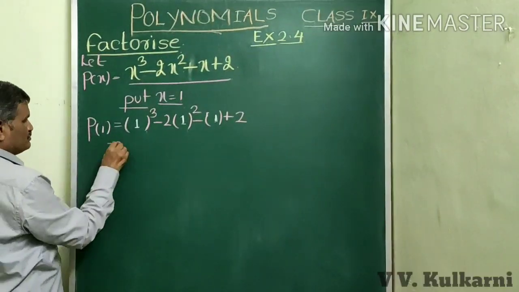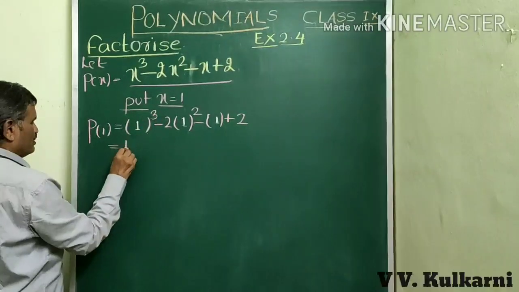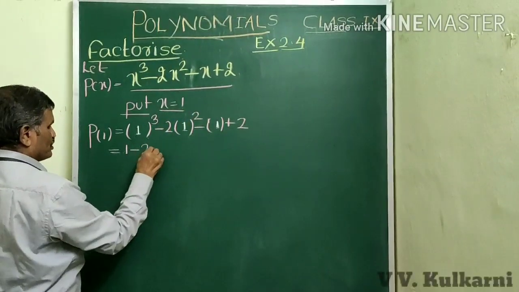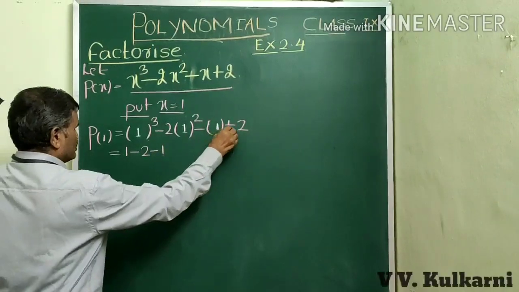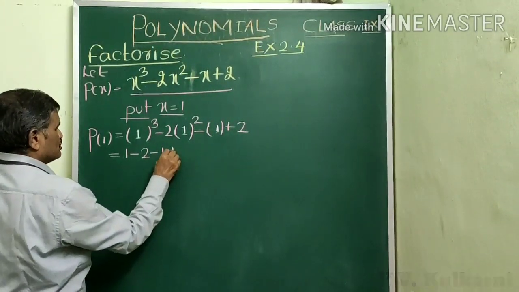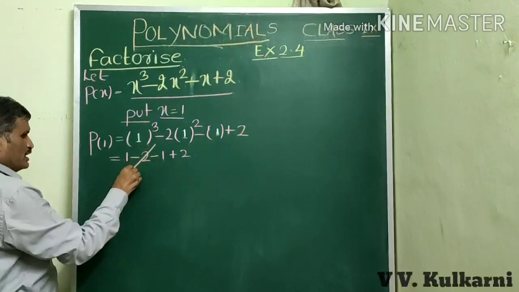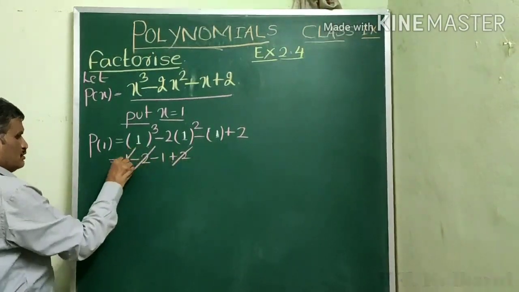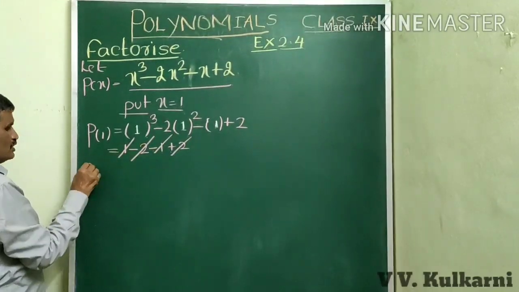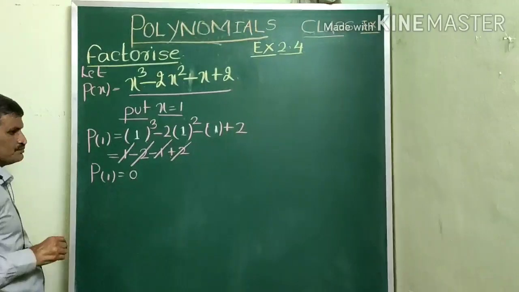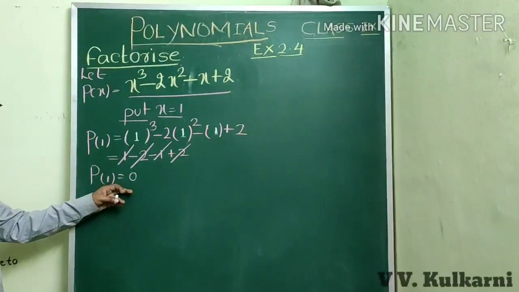what will happen here is 1 cube is 1, 2 into 1 square is 1, into 2 is 2, minus 1, and then this is plus 2. So let us see what we get here. Minus 2 plus 2 cancel, plus 1 minus 1 cancel. So polynomial at 1 is equal to 0.